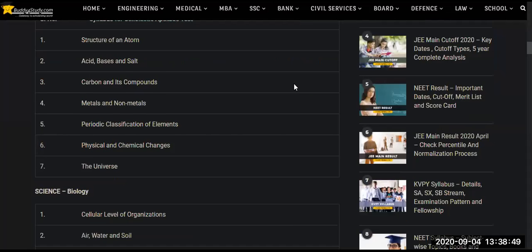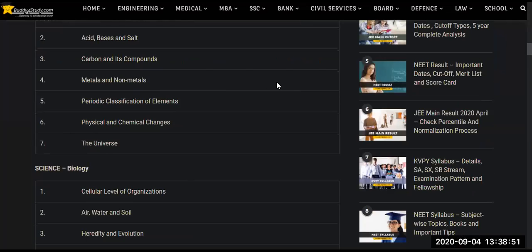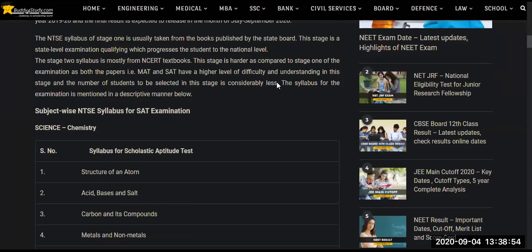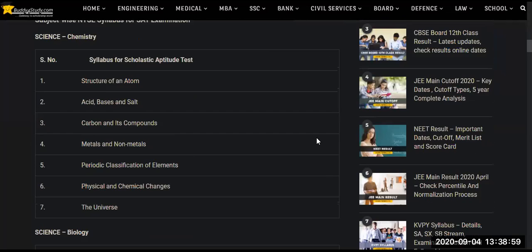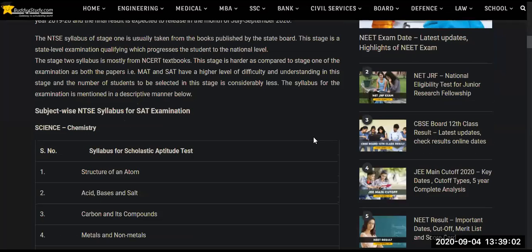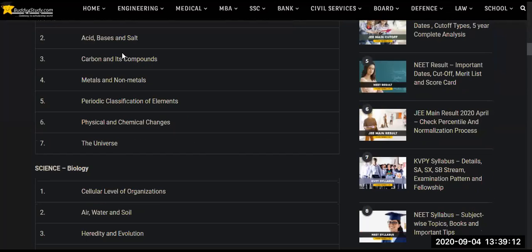See, we will just see the syllabus. When we talk about the SAT syllabus and the MAT syllabus, I hope all of you are acquainted with the SAT syllabus. The SAT syllabus is the class 9th and 10th syllabus, mainly class 10th. But some chapters, for example in chemistry, structure of atom, are from the 9th syllabus. Acid, base, and salt, then metals, non-metals, periodic classification, physical and chemical changes, universe. Among seven chapters, universe you have to study on your own. Universe is just a theoretical chapter.